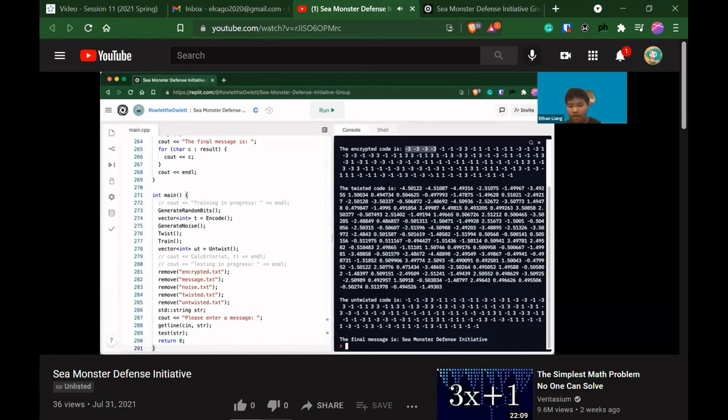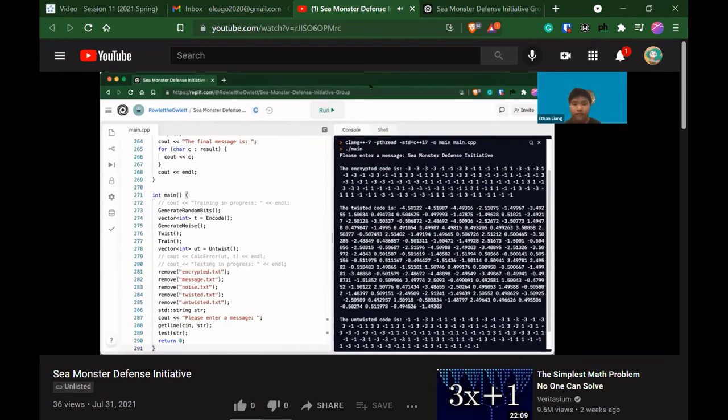The point of negative 3 is actually, we don't need negative 3s. We can use any number. But the point is that the first four numbers will be deleted through the untwisting process. You can see that from negative 1, negative 1, negative 3, and 3. You can see here that it's the same for the first four and for the others too. In the end, we got the final message as C Monster Defense Initiative, which is what I enter here.